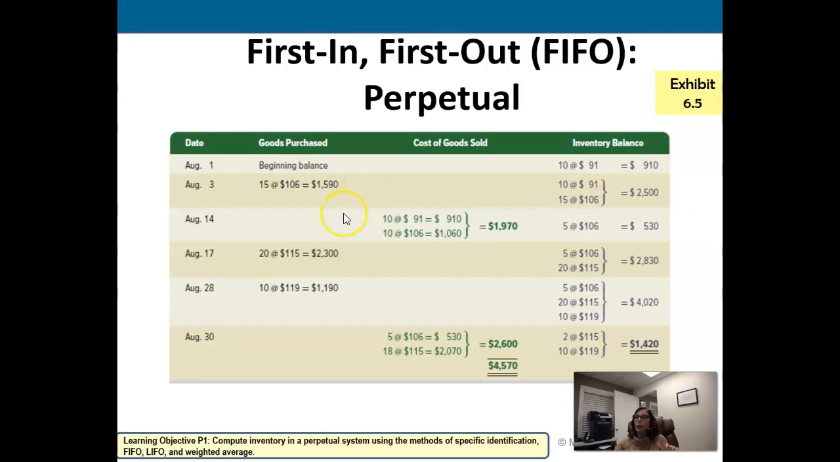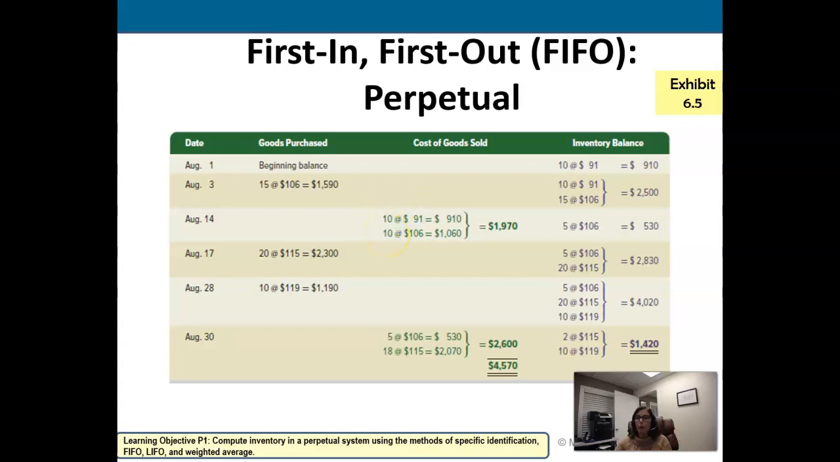Now, August 14th, we go and sell some stuff. How many items did we sell? We sold 20. Well, we had 25 items to sell. We had the 10 in the beginning inventory, the 15 we bought. So we had 25 that were available for sale, but we only sold 20.